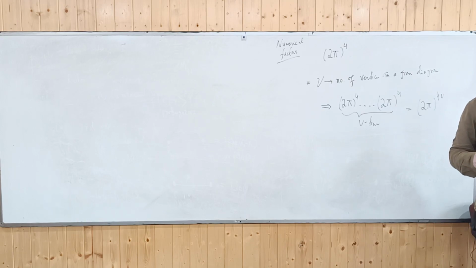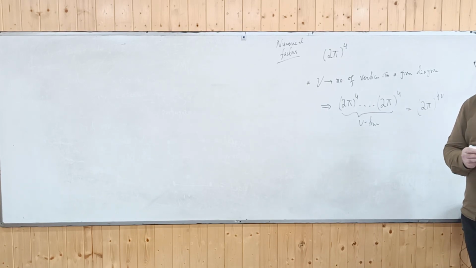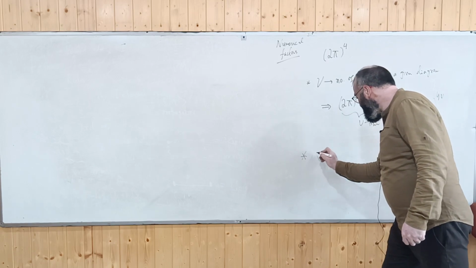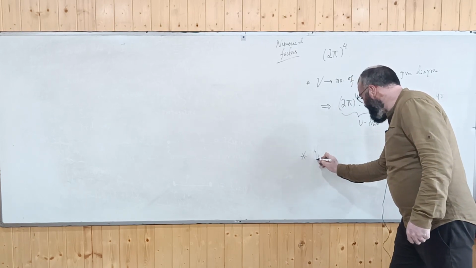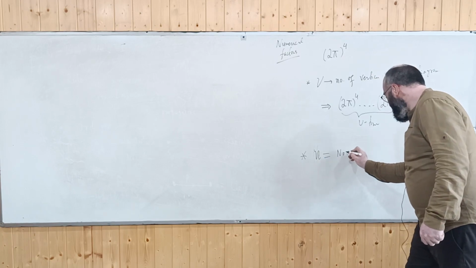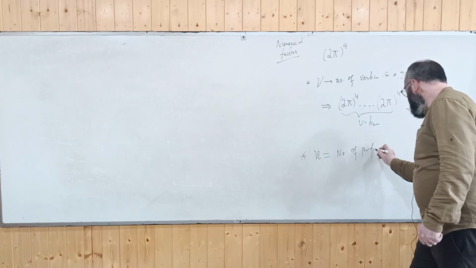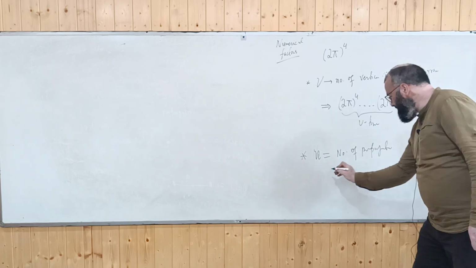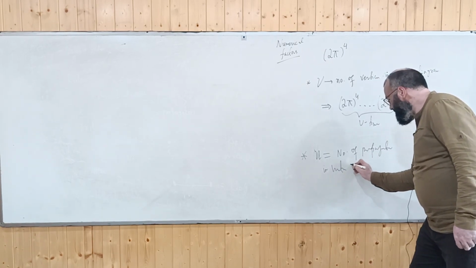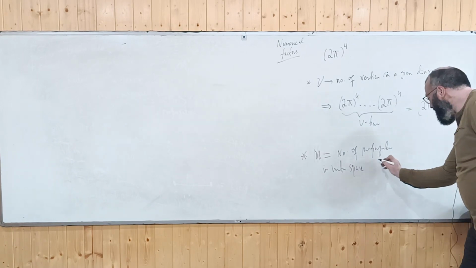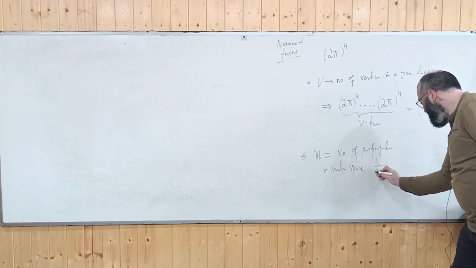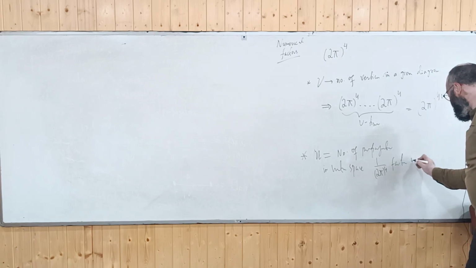There is another way we get these (2π)^4. When we convert the propagators into momentum space, dq by (2π)^4 is also there. So we have 1 by (2π)^4 factors as well. Let's say n is the number of propagators. So in momentum space we get a 1 by (2π)^4 factor with each propagator.